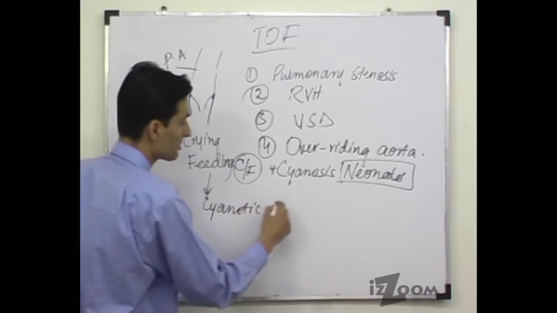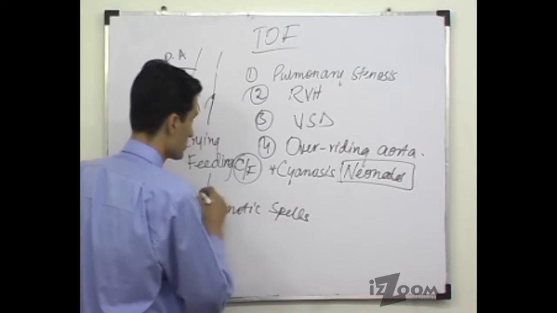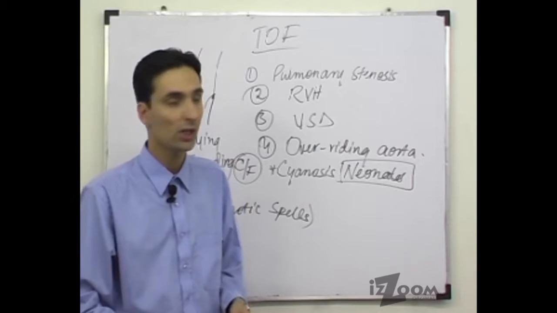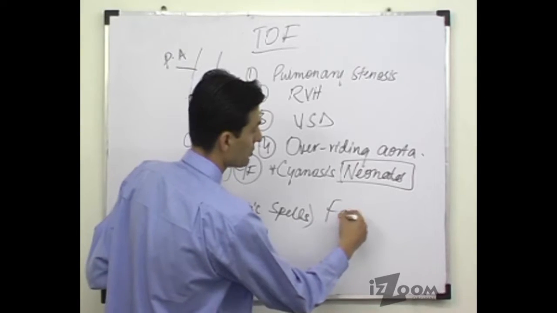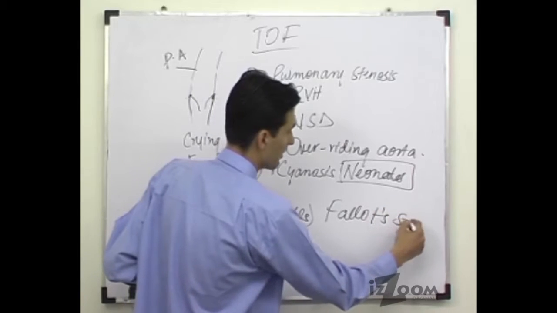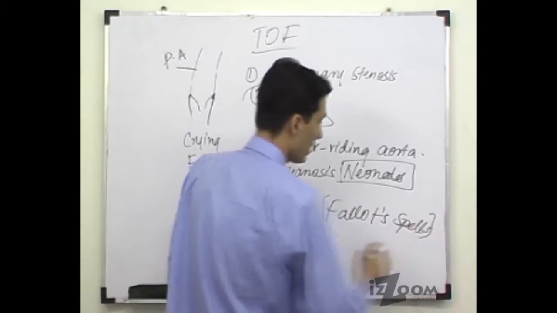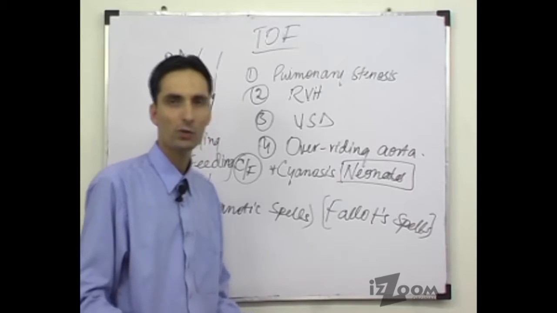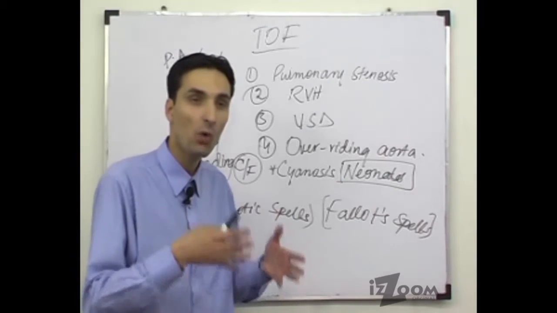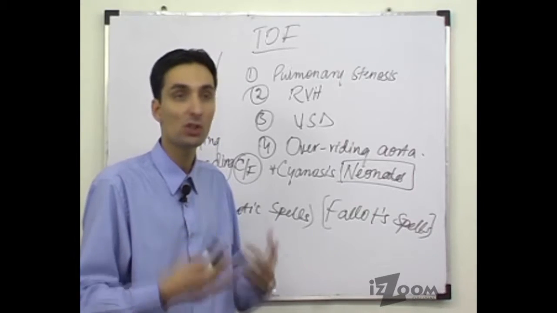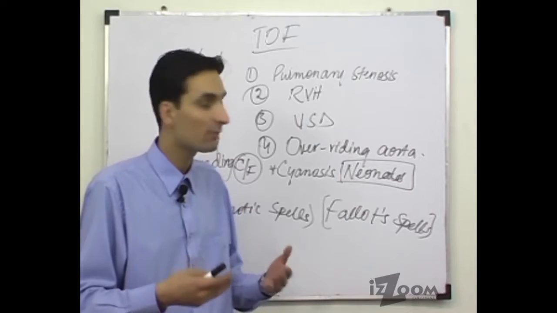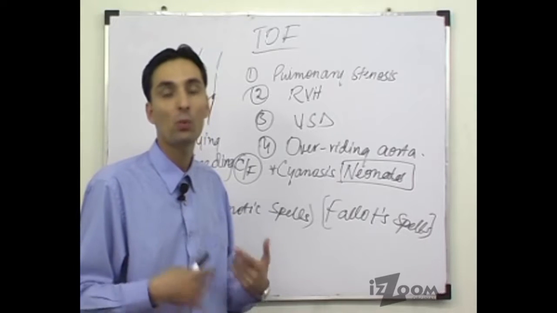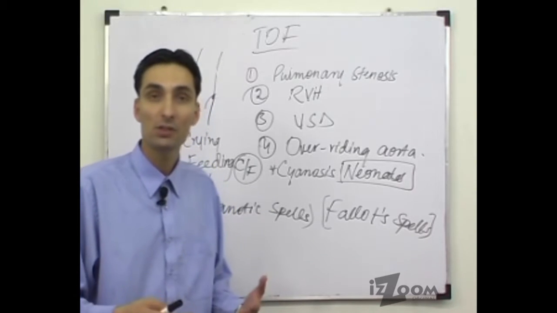That is, there is cyanosis in these infants on crying and on feeding. So these are called cyanotic spells. They are also called Fallot's spells, which are a characteristic feature of Fallot's tetralogy. These cyanotic spells are sometimes relieved by a squatting position, the knee-chest position. So as soon as these children develop these cyanotic spells, they assume a knee-chest position, which sometimes relieves the cyanosis.